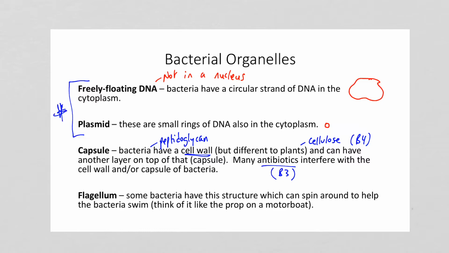Last but not least, we have the flagellum, which, if nothing else, is fun to say, and that is essentially a tail or whip-like structure on the bacteria. Not all bacteria have it, that they can spin, which allows the bacteria to swim. And I like to think of it as the prop on a motorboat. So the bit on a motorboat that sits underwater and spins, the flagellum operates in a similar way.